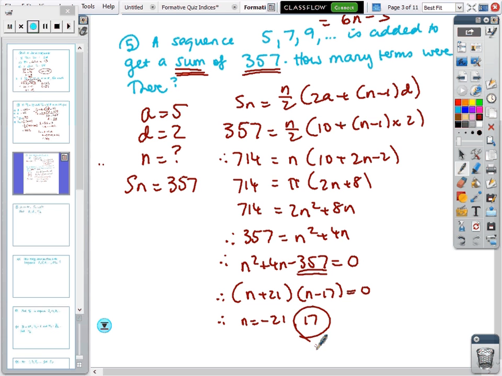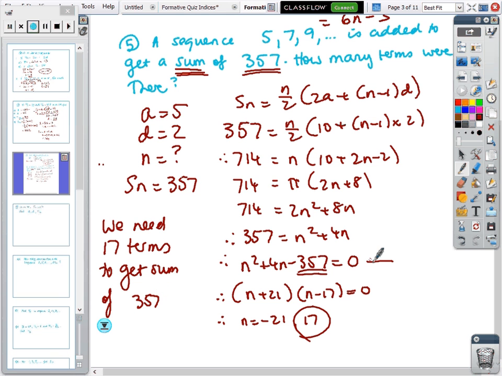And so we need 17 terms to get the sum of 357. So this here was a bit awkward, so I would just use the quadratic formula straight away, otherwise it's a cross multiply and the numbers were 21 and 17. Because the answer had to be a whole number, what I did was just guess some numbers until I got numbers that multiply to give 357 that had a difference of 4.